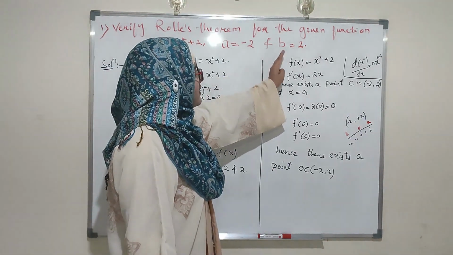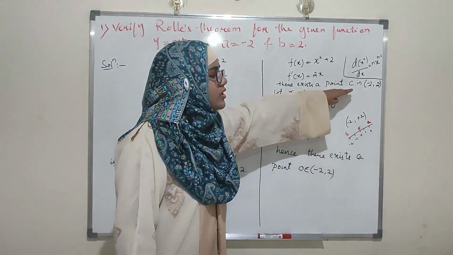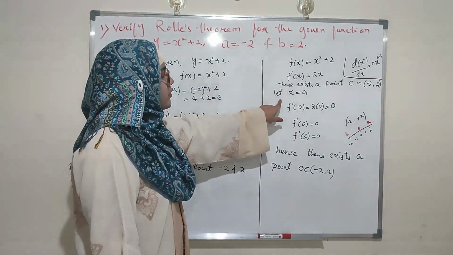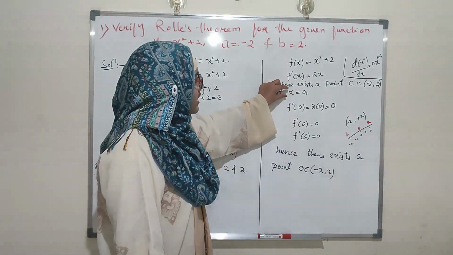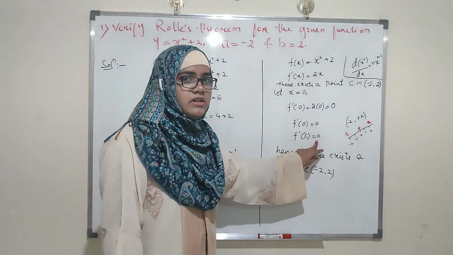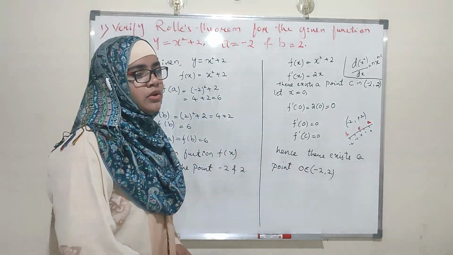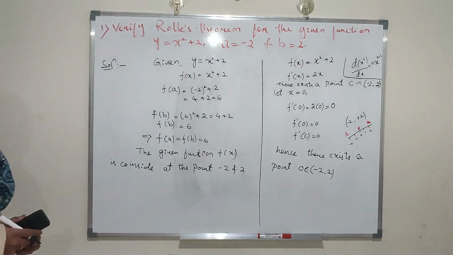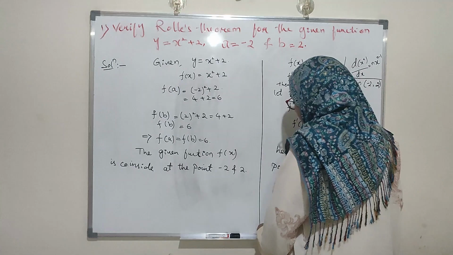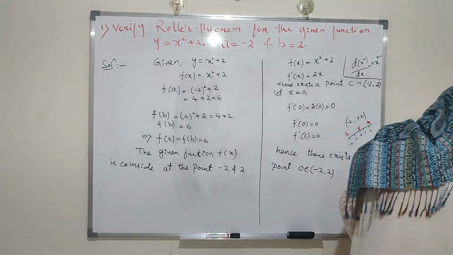Now for the second part of Rolle's theorem, we have to find a point p in (a, b) such that f dash of p is equal to 0. That's why we take x is equal to 0. At this point, the value of the derivative function f dash of p becomes 0. That's why 0 is the point in between minus 2 and 2. Now take another example. Verify Rolle's theorem. If you want, you can write the solution also.